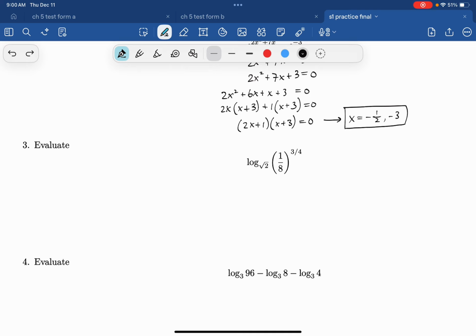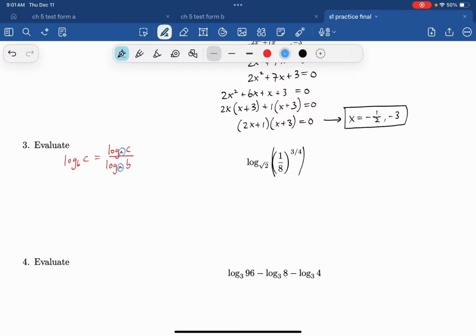Okay, so the way to do this question is by doing a change of base. Okay, so if you guys recall our change of base formula, right? That is log base B of C is equal to log base A of C over log base A of B. Okay, so we're allowed to change to any base that we like.